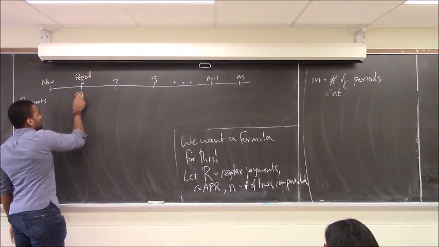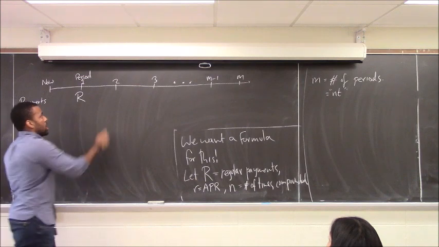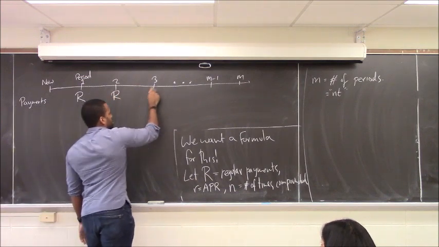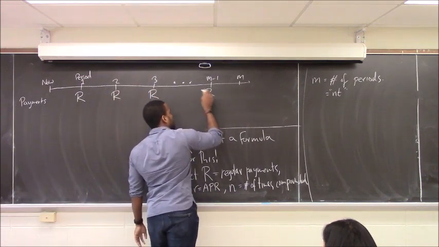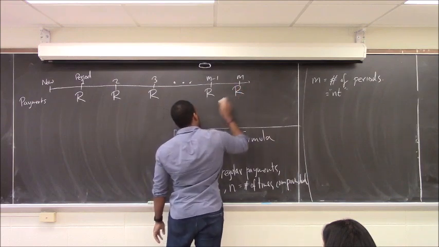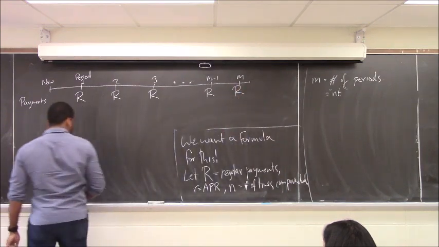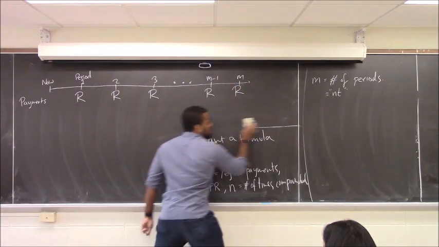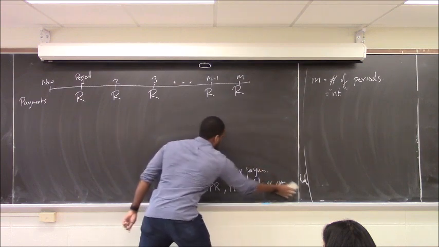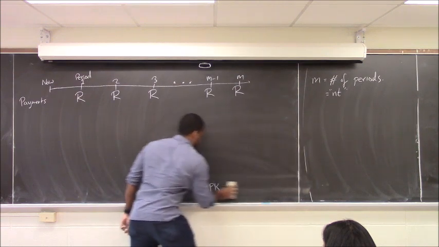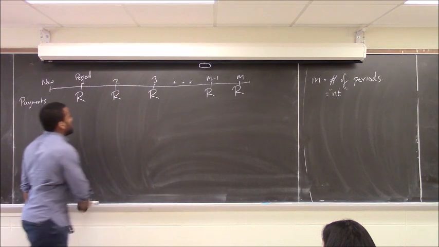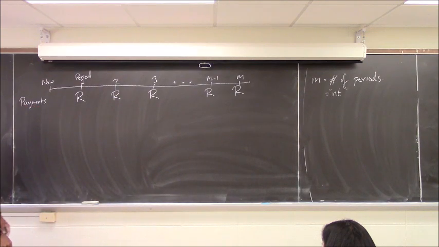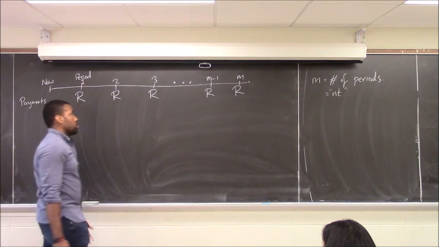So you put down R dollars into the account. On period 2 you put R dollars, on period 3 you put R dollars, on period 4, all the way up to period m, you're putting in R dollars every time. Now, what's going to happen is that at the end of this period, I want to know how much does all this add up to.